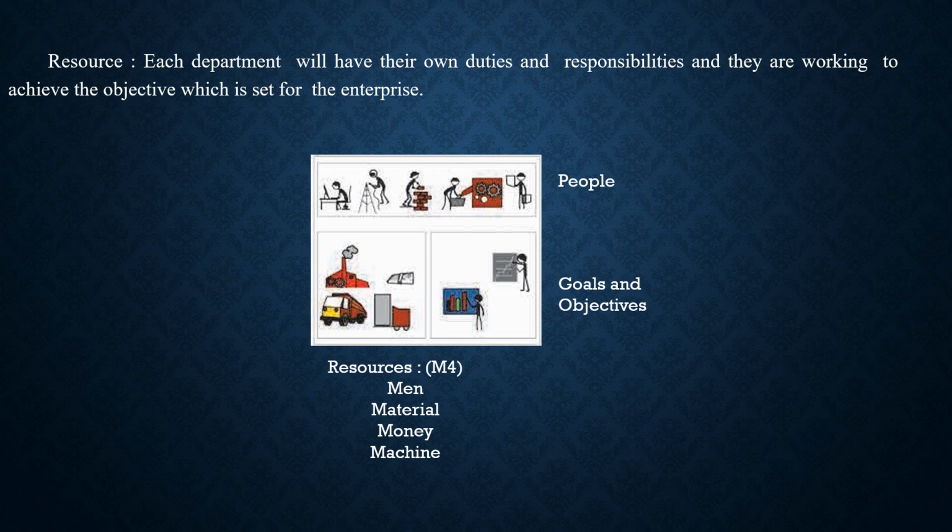Material which is required, either it is a raw material or the material which is created or manufactured, the material which is sold to the customer. So all these types of material. Money, now you know, to run the enterprise, money plays a very important role. For each and every transaction, money is required, starting from purchasing of raw material to the delivering of the end product to the customer. And machines, with the help of machines, the enterprise will run very smoothly.